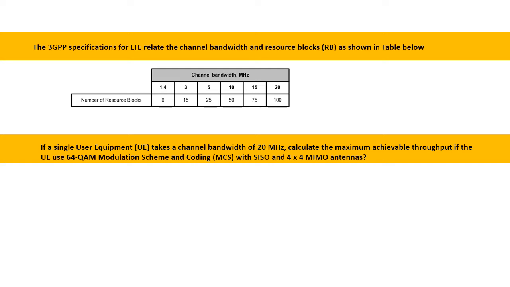So if a single user equipment takes a channel bandwidth of 20 megahertz, calculate the maximum achievable throughput if the UE uses a 64-QAM modulation scheme encoding MCS with SISO and 4x4 MIMO antennas.